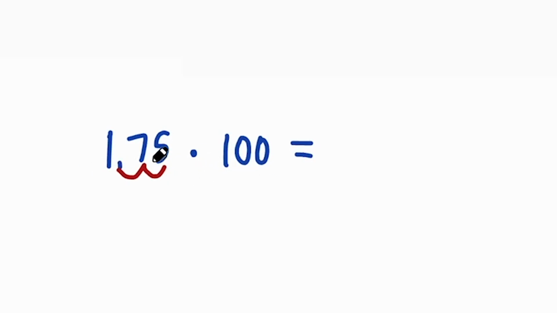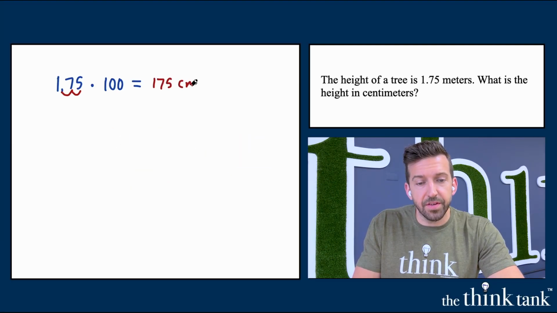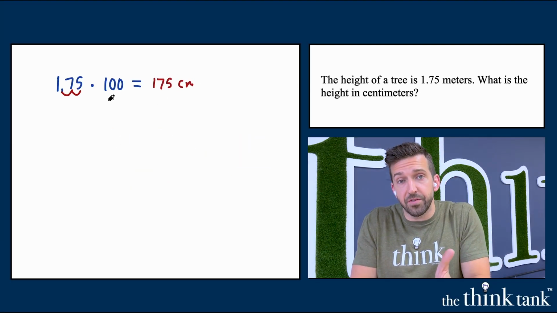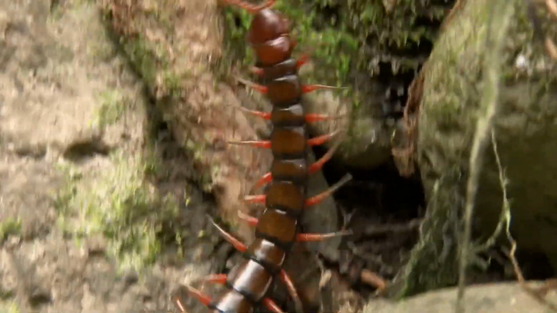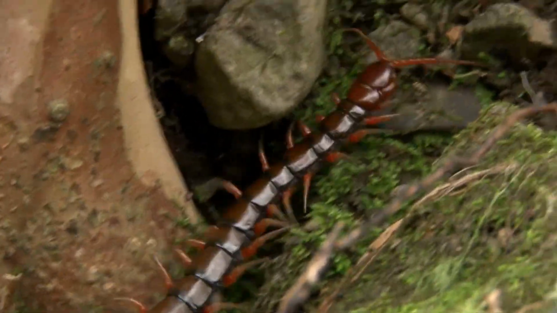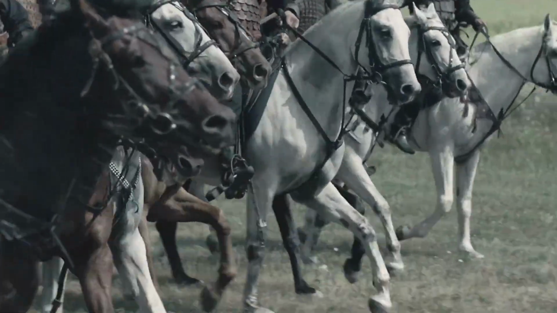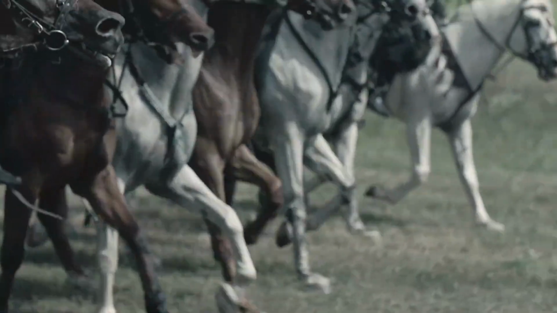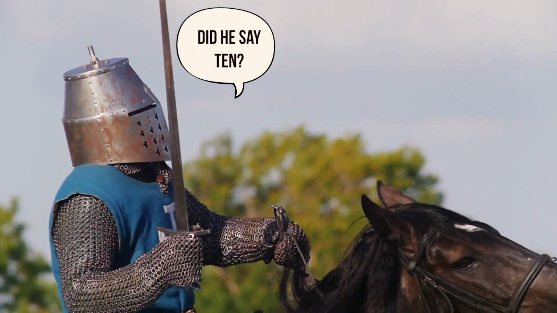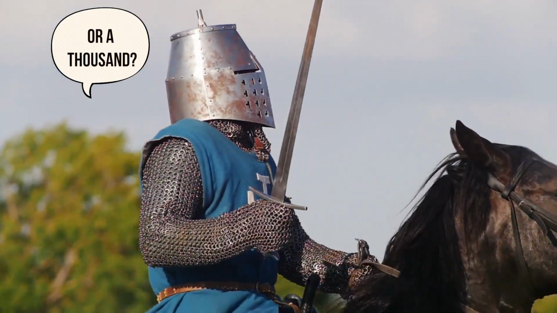So multiply by 10 would be 17.5. Multiply by 100 would be 175. So the answer to this is 175 centimeters. And I can get that because if I remember there's 100 centimeters in a meter, then it's kind of a one-step problem. That's all I need to do. But let's say I don't remember that there are exactly 100 centimeters in a meter. I get confused and forget if it was the 10 or maybe there were 1,000, because some of these other ones are kind of like that too.